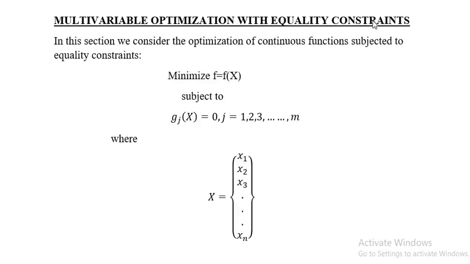Multivariable optimization with equality constraints. In this section, we will see an optimization problem with equality constraints. Let it be: minimize f equal to f of x subject to gj of x equal to 0 for j equal to 1, 2, 3, etc., m, and x equal to the column matrix x1, x2, etc., xn.